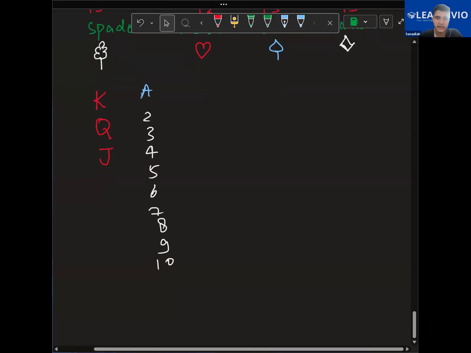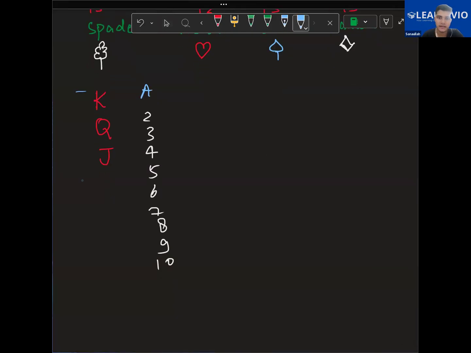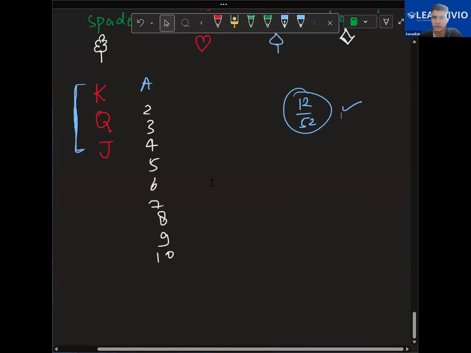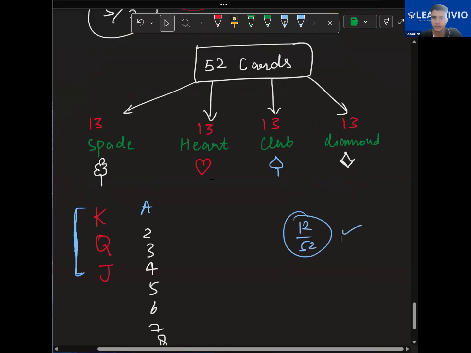Okay, so many times a question will be asked like this, that you have selected a card from the deck of 52, and that is a face card. So you know that you have a total 12 face cards, so that will be 12 upon 52. That is the probability for removing a face card from the deck of 52, right? Yes, sir. Okay, so this is basic about the cards.